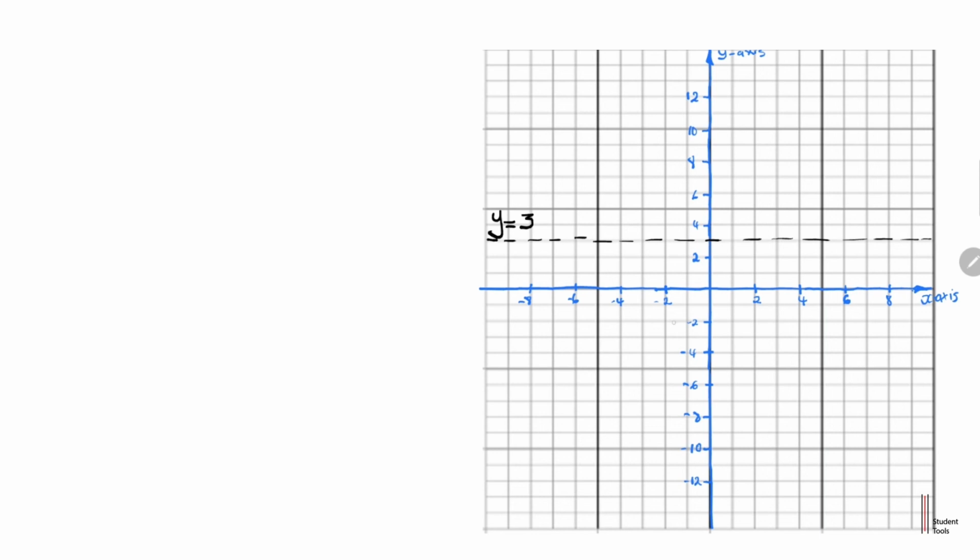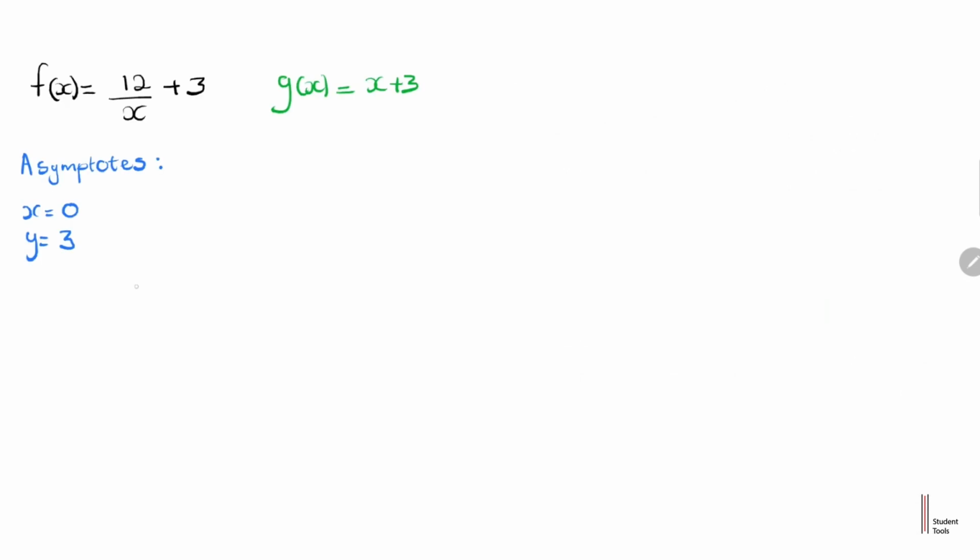So what is left now? We are left with the x-intercepts, because we know the graph doesn't intersect with the y-axis because we have the asymptote. So now let us find the x-intercepts. When we want to find the x-intercept, we have to make y equal to 0. So that means f of x will be equal to 0 here. So 0 will be equal to 12 over x plus 3.